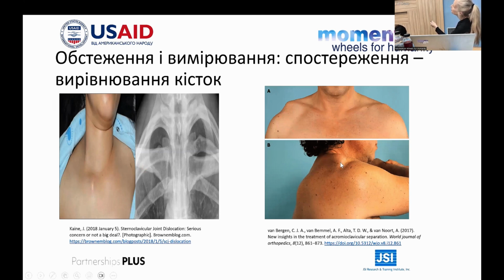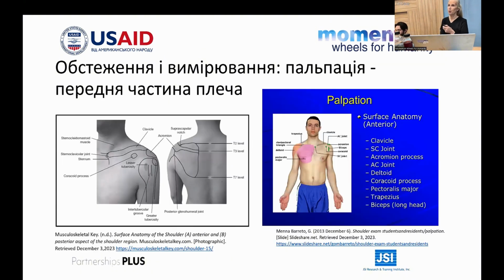Here is the AC joint. So these are the things that you're looking for. These are the structures that you would be palpating, front and back.